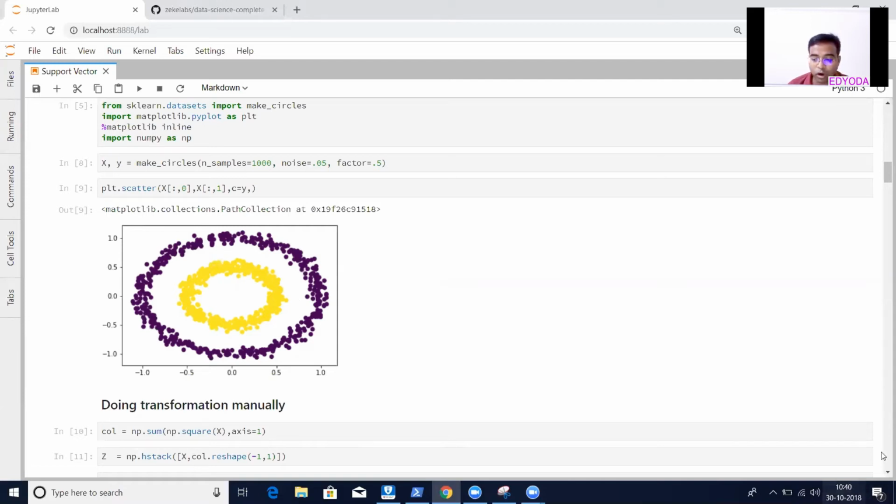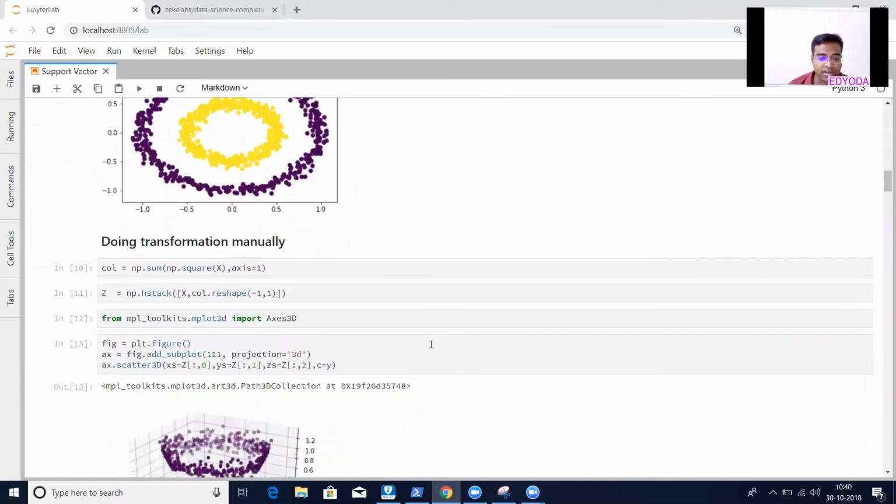To do this, we can derive from this data one more column, Z, which is the sum of squares of X and Y. Say this is X, this is Y, X squared plus Y squared is your Z, and that is how we calculate it with NumPy square. We square X around the horizontal axis and then sum it up. That is the Z column, so that becomes the height.